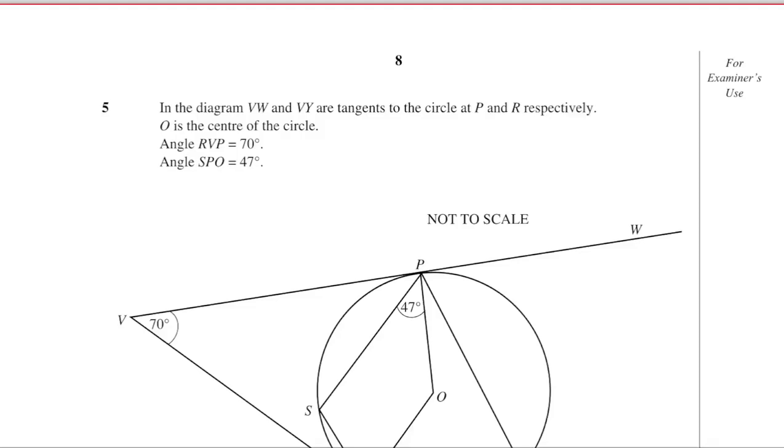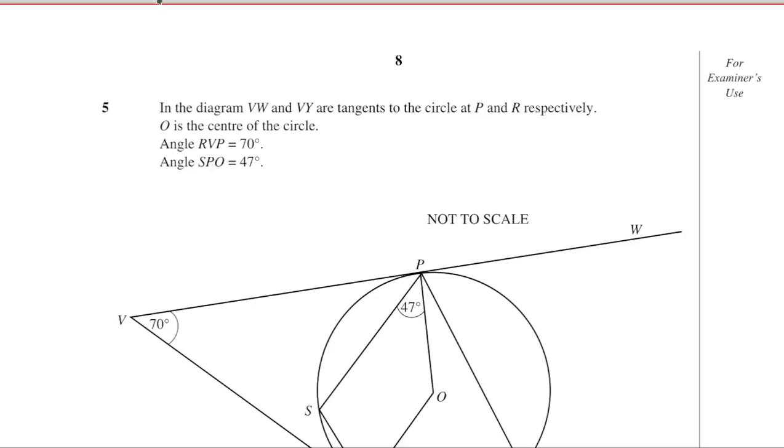Here is a practice question on cyclic geometry. It's from a 2025 mock examination. Let's browse through this question just for practice on cyclic geometry. In the diagram, VW and VY are tangents to the circle at points P and R respectively.